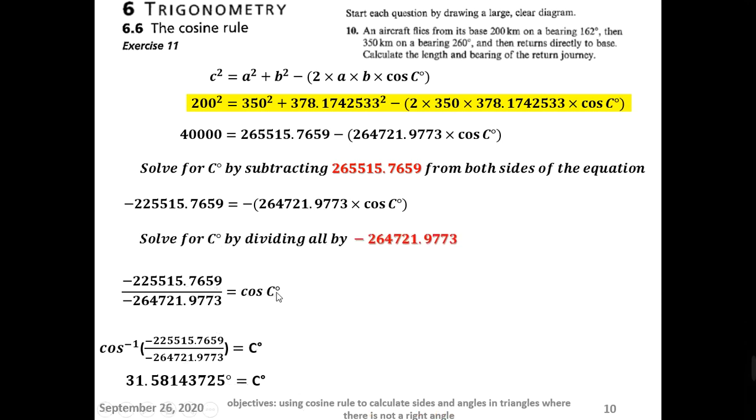So cosine C, this number here is going to be cancelled, and if we divide these two here, don't use the calculator yet because we're solving for C. So we have cosine C is equal to this fraction. So we are finding C. So we're going to say cosine inverse of this fraction, and this will give us angle C. Now this is ready to be inserted in the calculator, and if you do so, C is going to come down to 31.6 degrees, and this is correct to three significant figures.